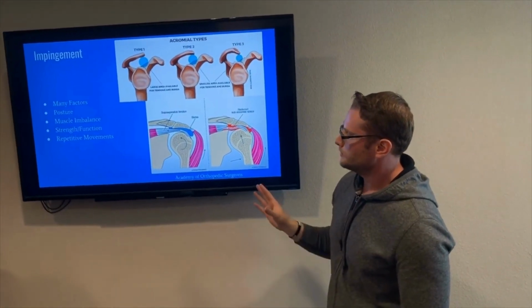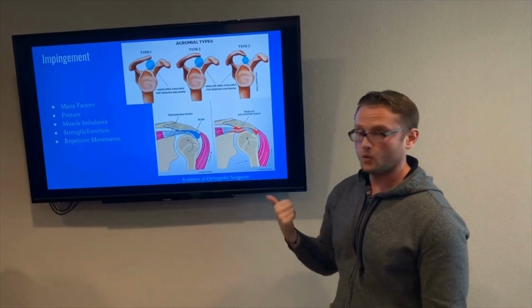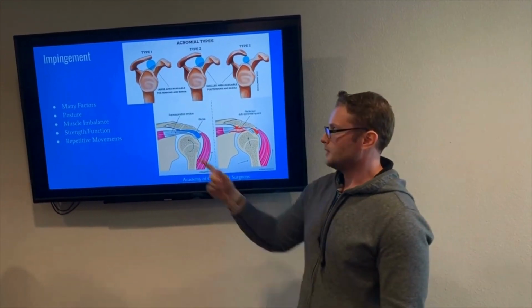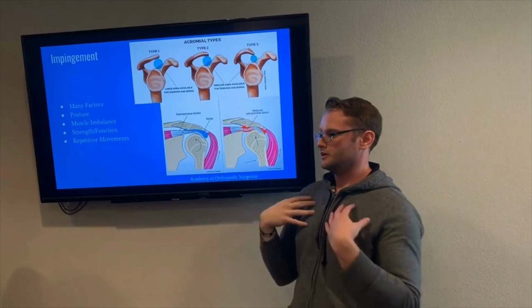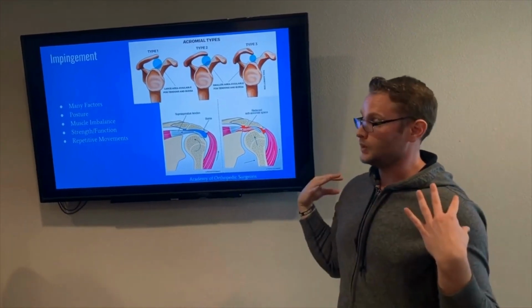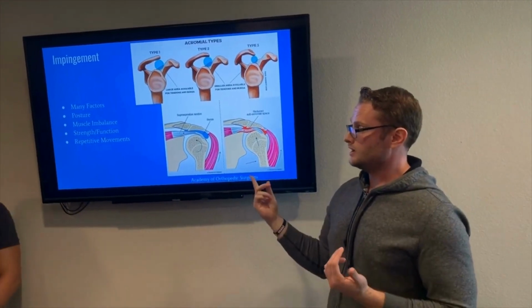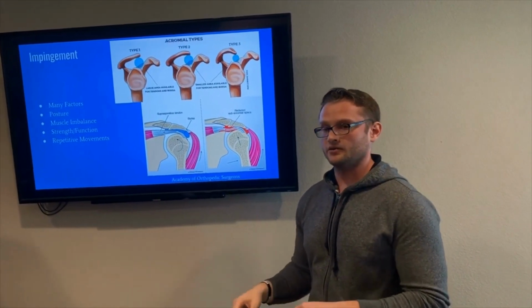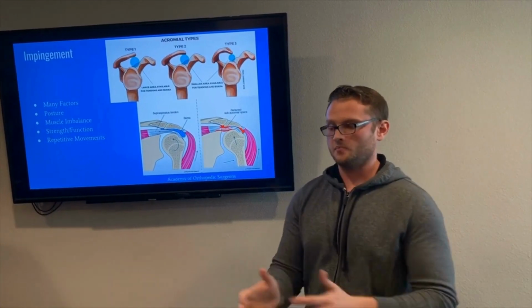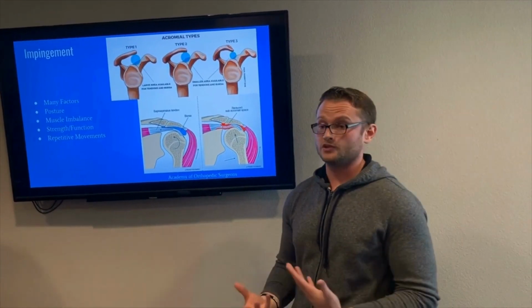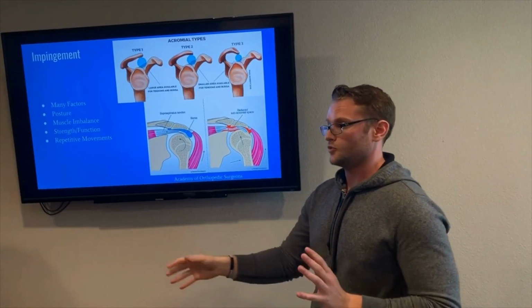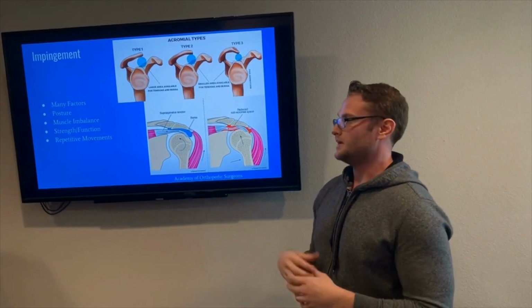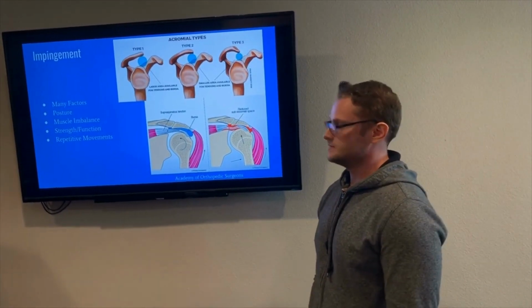So really important, there's a lot of factors. Posture is number one. We always address posture. The muscle imbalances we talked about earlier where the front of the chest is tight and the back is weak. Strength, function and repetitive movements. So if you're a cashier and you're always typing or you're boxing stuff and you're doing the same repetitive movements, that sets you up for more injuries of the shoulder. So it's always good to move around, change your position, be active, do different types of movements.